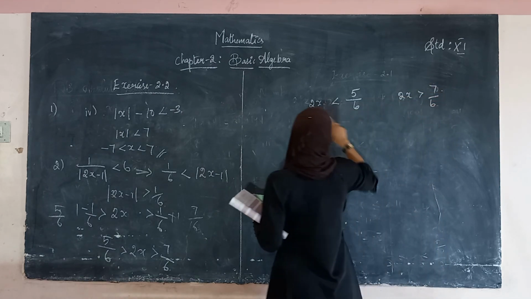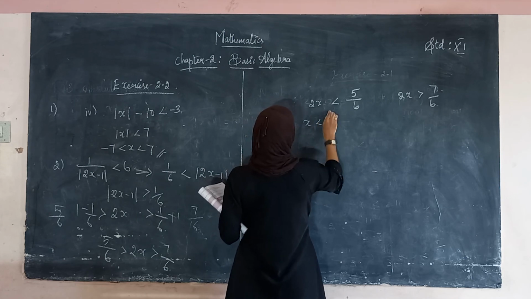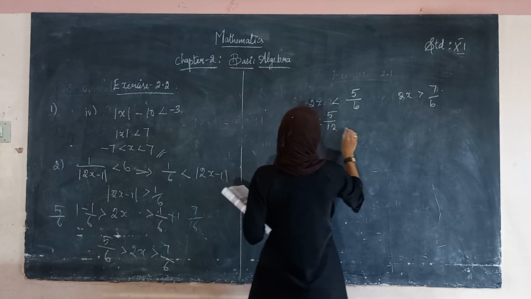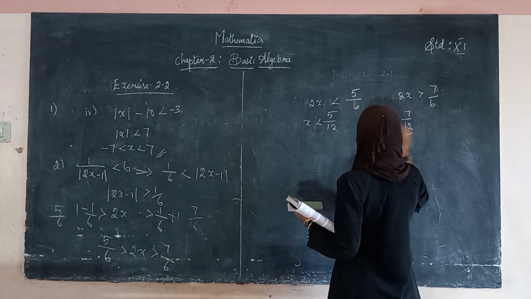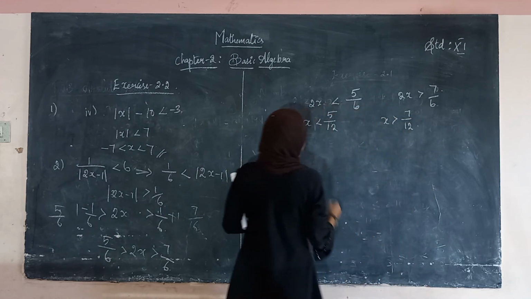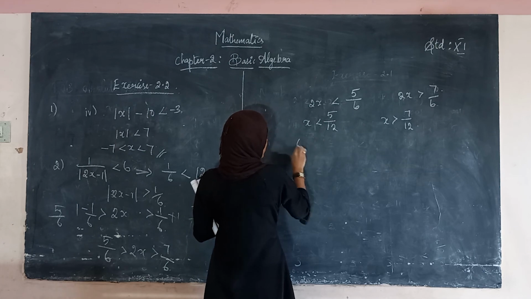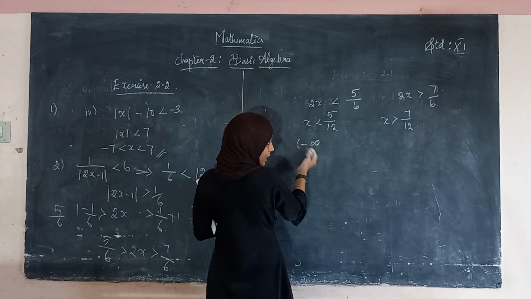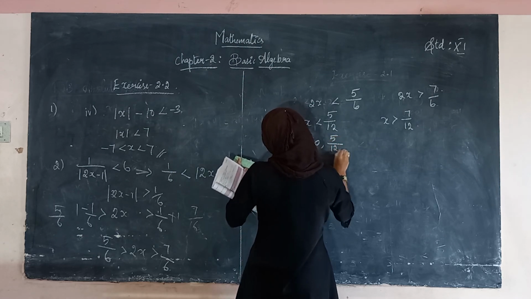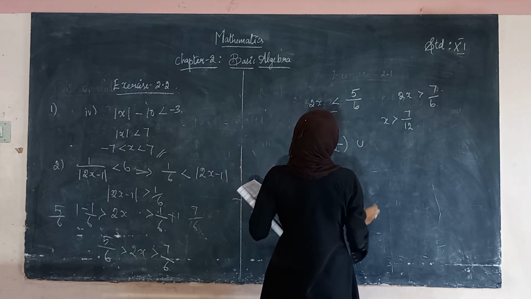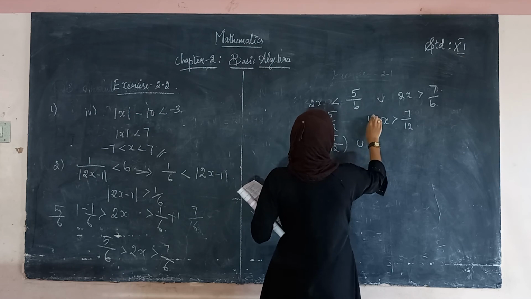Bring this to this side. What happens? x is less than 5 divided by 12, and here x is greater than 7 divided by 12. So x is less than 5 divided by 12 means what's the interval? Minus infinity to 5 divided by 12, union, it is union, right? Union.